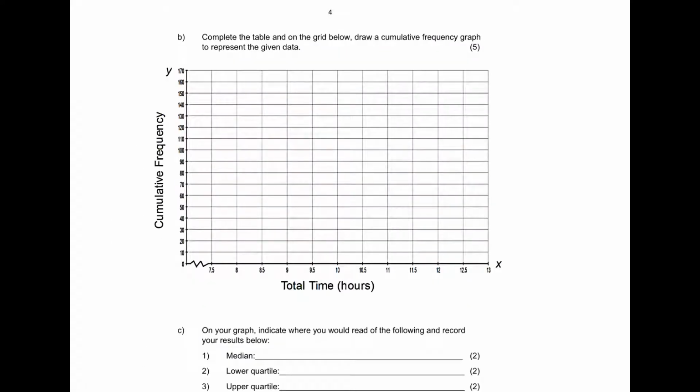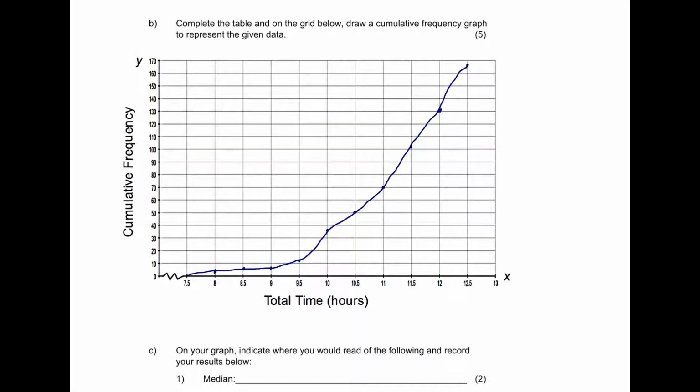For question B, complete the table and on the grid below, draw a cumulative frequency graph to represent the given data. So you now need to plot all those points so that it looks something like this. Remember, it needs to be drawn freehand. Secondly, this point must be grounded. That is very important with the cumulative frequency curve.